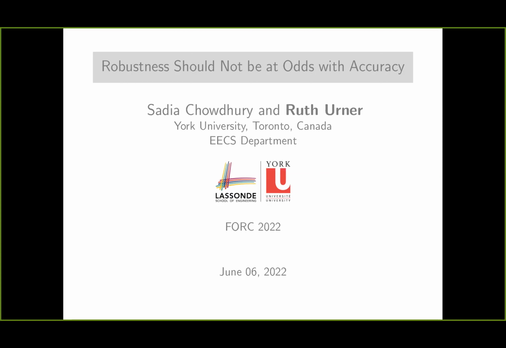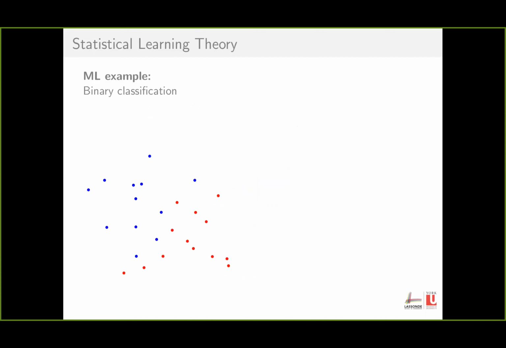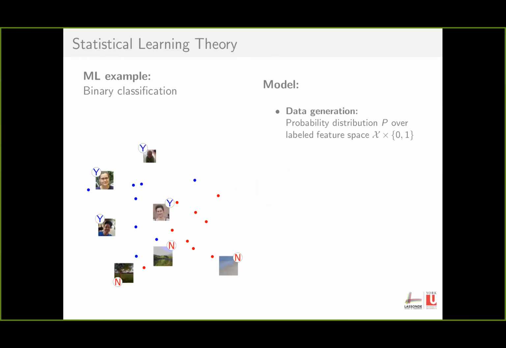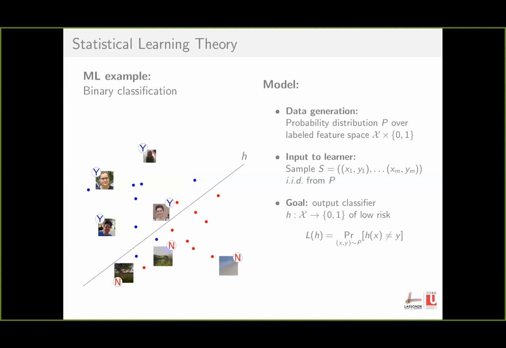Okay, so we're looking at classification. Here's a standard binary classification setting. We have positive and negative examples, say some images with a person or not a person. In learning theory, we usually model the data generation as a probability distribution. The learner gets a sample. The goal is to output a classifier of low risk, meaning that if we get a new example, the classification should be correct. That's the usual setup.